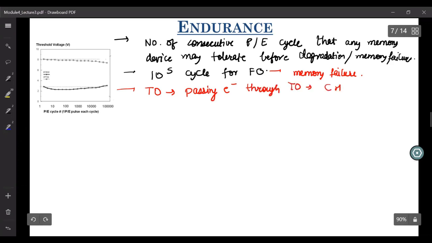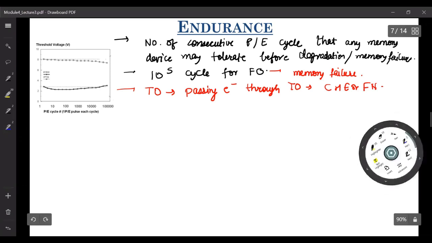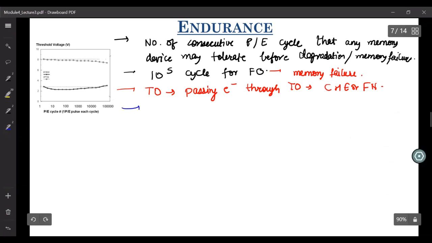The mechanism may be CHE or FN, but somehow you are starting with an insulator and you're forcing current through it, you're forcing electrons through it. Once you do that, it can lead to two kinds of defects, depending upon your mechanism. What are those two kinds of defects?